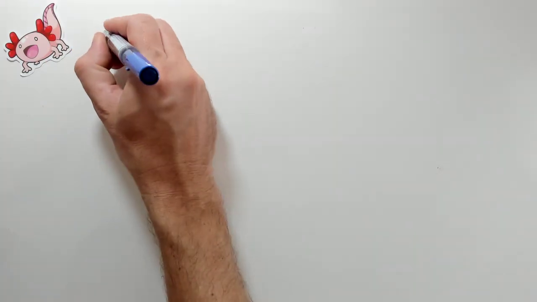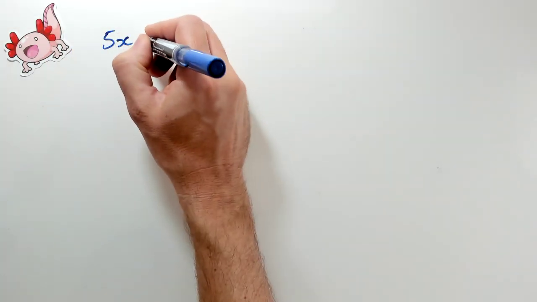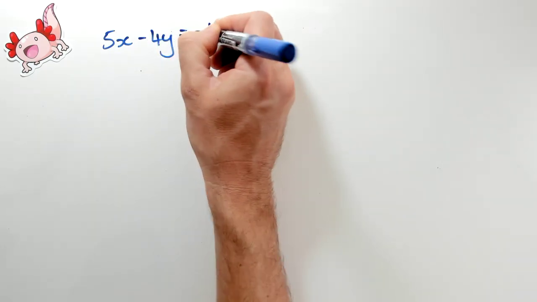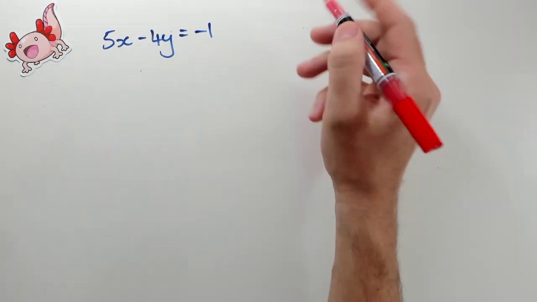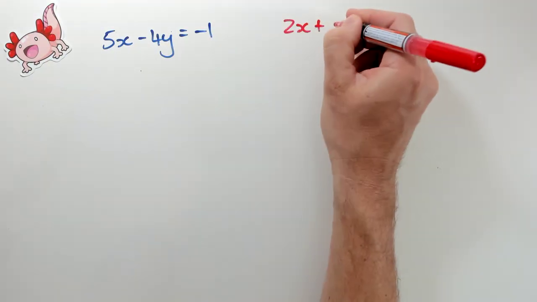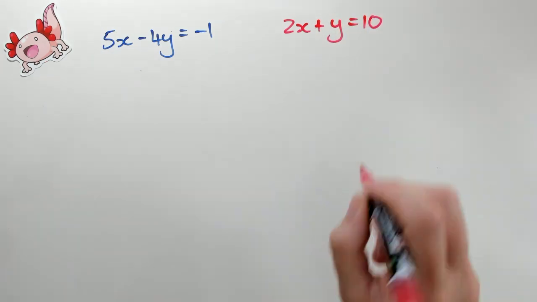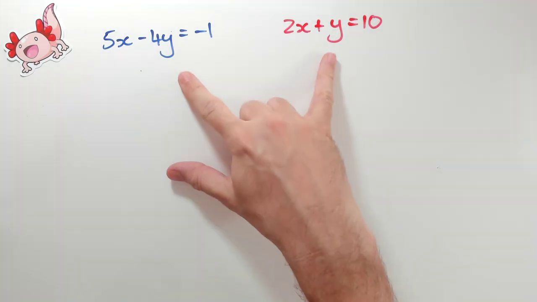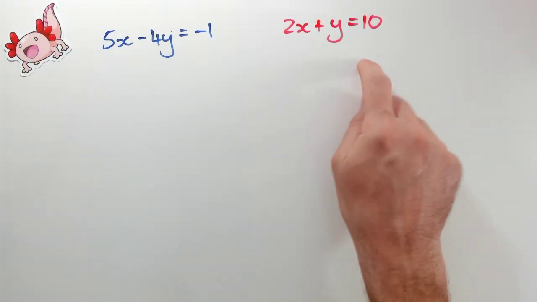Let's take a look. Let's do it. What color? Let's do two different colors. Let's do 5x minus 4y is equal to -1. And we'll do 2x plus y is equal to 10. Okay. Now I have two equations, two variables in both.